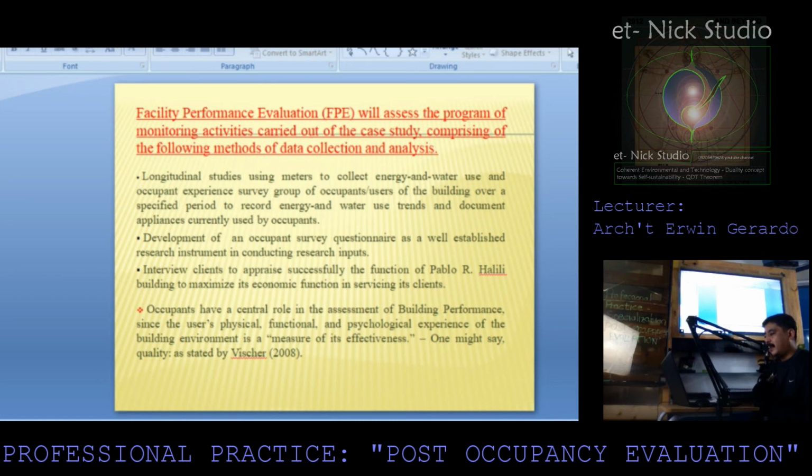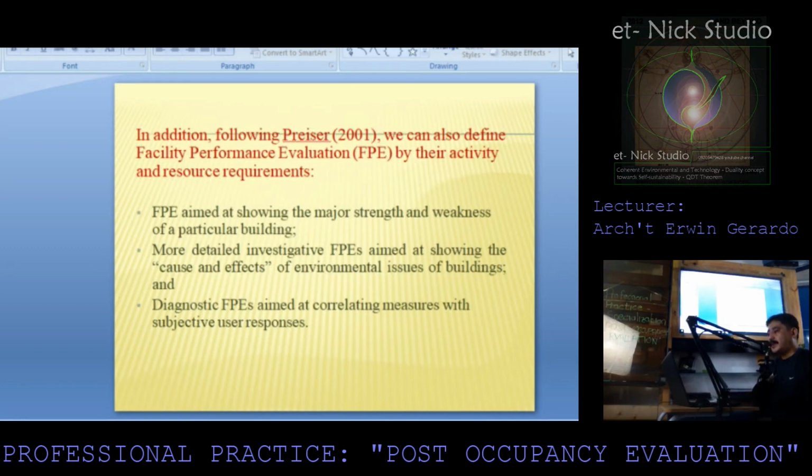Occupants have a central role in the assessment of building performance, since the user's physical, functional, and psychological experience of the building's environment is a measure of its effectiveness. One might say quality, as stated by Beecher in 2008. In addition, following Reiser, 2001, one can also define facility performance evaluation by their activity and resource requirements.